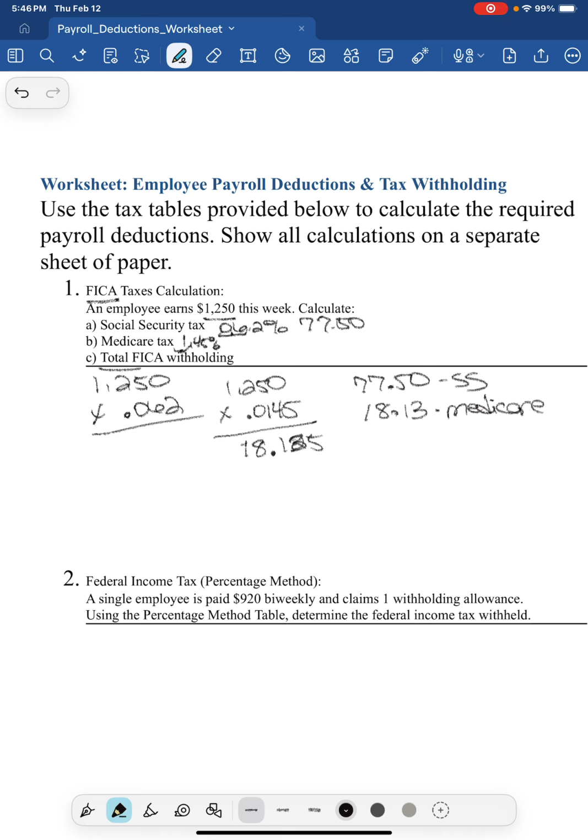All you do to find the total, what does total mean? Total means you add them up. That's what it means here. It's not different. You don't have to do any percentages. You just add the two up, and that gives you your total FICA withholding, which is $95.63 that comes off the top of your payroll. But you're supposed to feel good about it because you're going to see it again when you're old, okay?